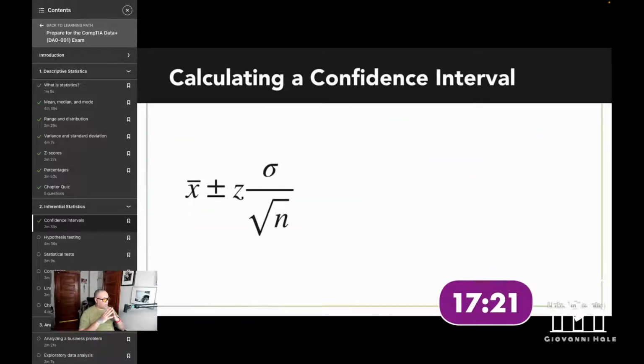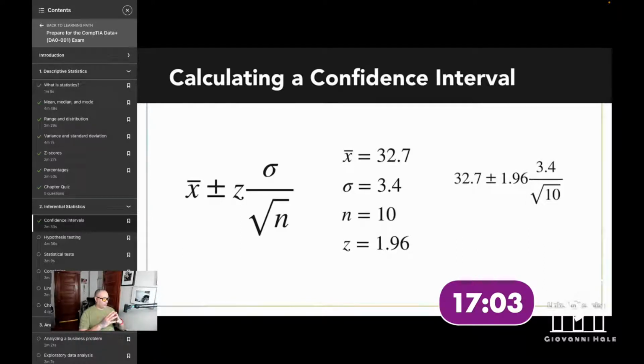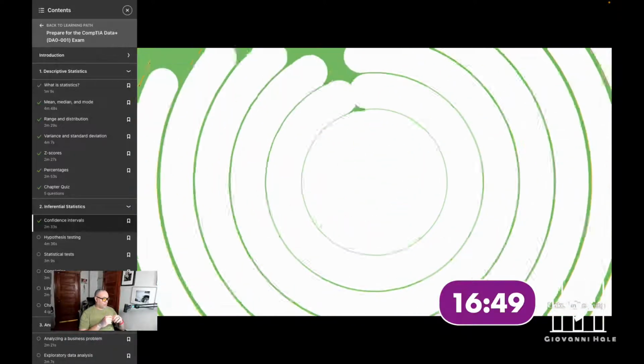When we measured the mean of our height dataset, we calculated it to be 32.7 inches. The population standard deviation for that dataset is 3.4, and we had a sample size, n, of 10. Let's say that we want to construct a 95% confidence interval, so our z-value is 1.96. If we plug these values into the equation, we get a range of 30.6 to 34.8. This means that we can be 95% confident that the true population mean is somewhere between 30.6 and 34.8.